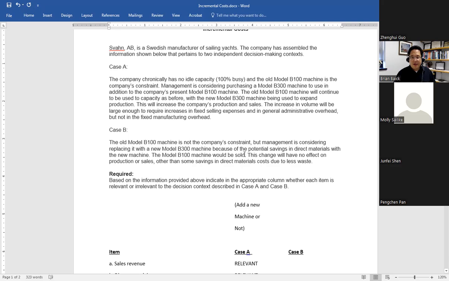Okay. This change would have no effect on production or sales other than some savings in direct materials costs due to less waste. Okay. In case B, I wish they would just call it old machine. That would make life much easier, right?